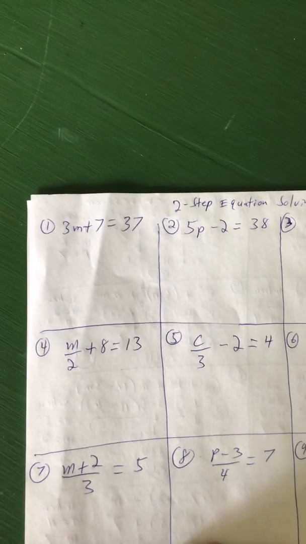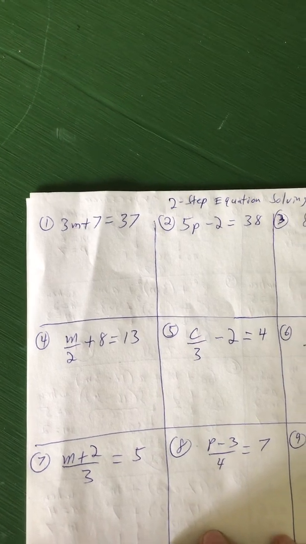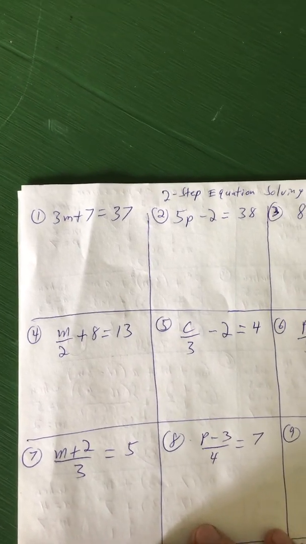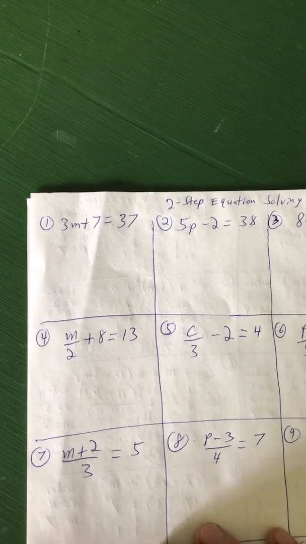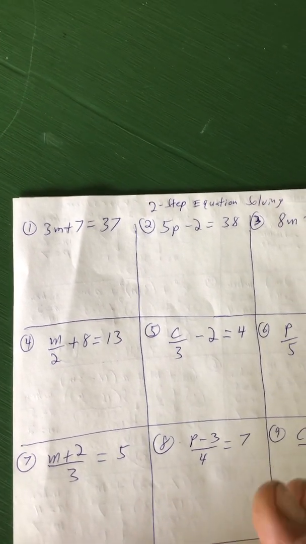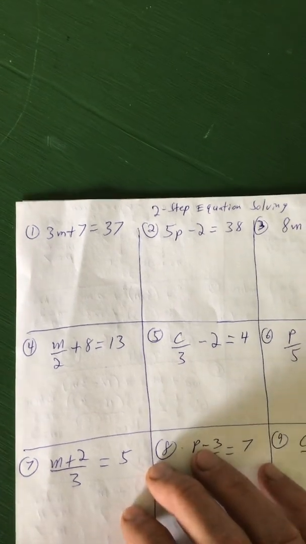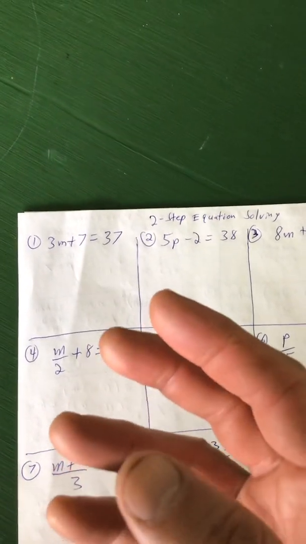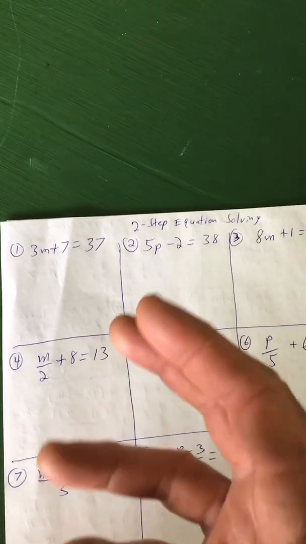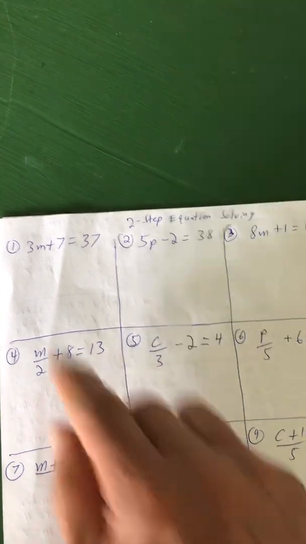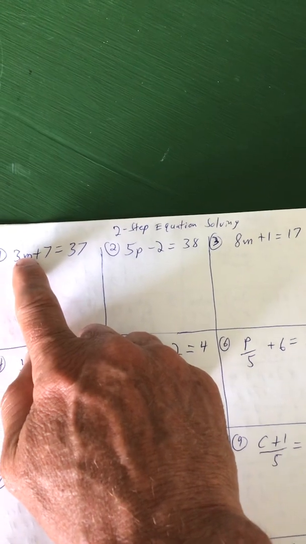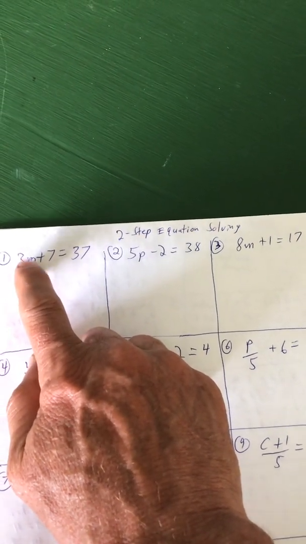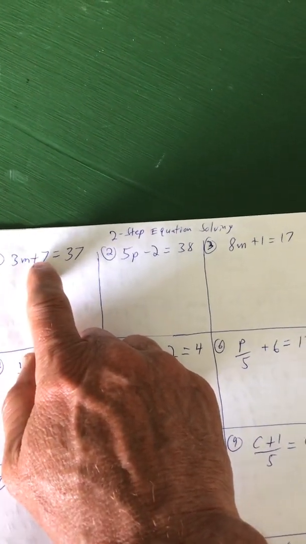How I want you to show your work: I'm giving you just friendly numbers here today. This is going to be two-step equation solving, and I just want you to do the opposite in the opposite order. Like in the morning, when you put on your socks, and then you put on your shoes. Here, this is 3 times m. You're multiplying by 3 first, and then you're adding 7.